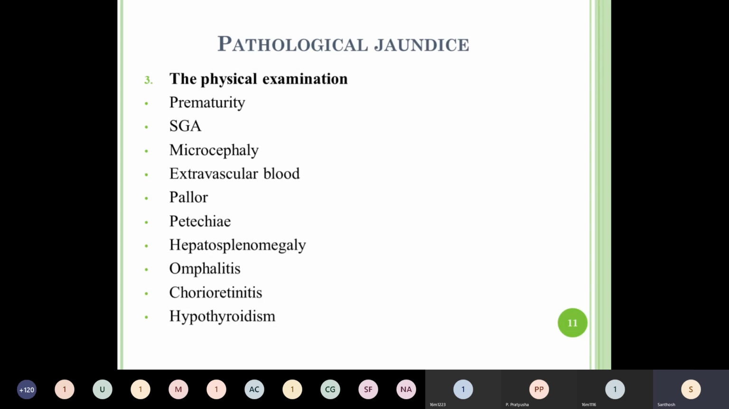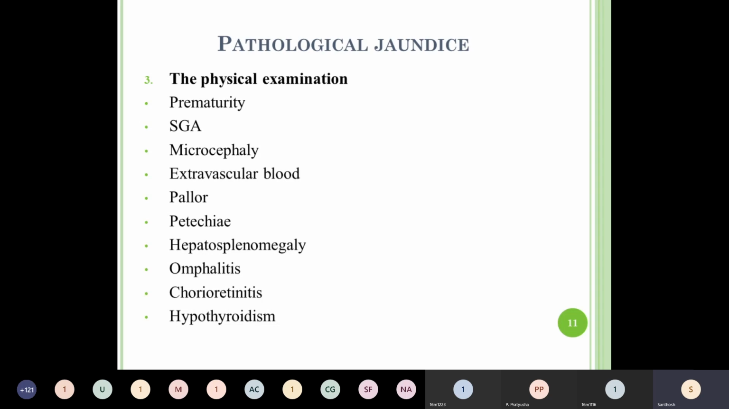Then petechiae. You look for any petechiae, because petechiae and thrombocytopenia are features of the congenital infections. Then hepatosplenomegaly, organomegaly is there. Omphalitis, chorioretinitis. So chorioretinitis always, because if it is an intrauterine infection or TORCH infections, look for any features of chorioretinitis. Okay, then any evidence of hypothyroidism.